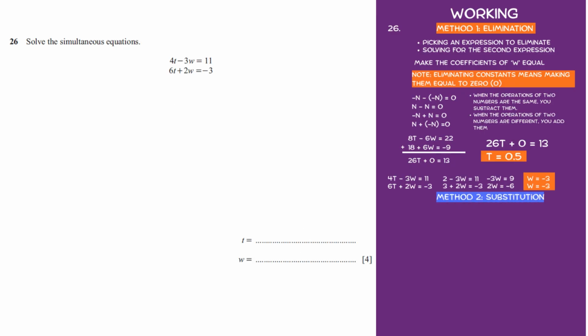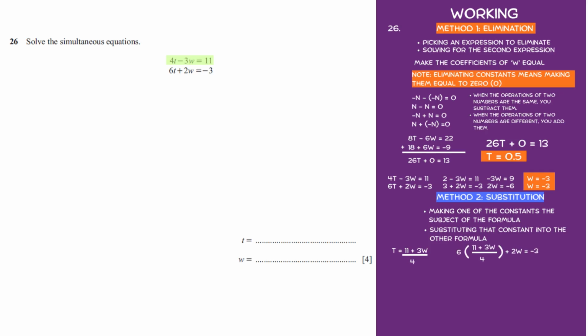For the second way, we can use substitution. This is achieved by making any expression the subject of the formula, then substituting it into the other equation to find the other expression. For instance, if we make t the subject of the first formula, we will get 11 plus 3w all over 4. Then we substitute this value into the second formula, giving us this. Once we have simplified this formula well, we will get a final answer w being -3. Then, once again, we will use that w to find t, which is 0.5.